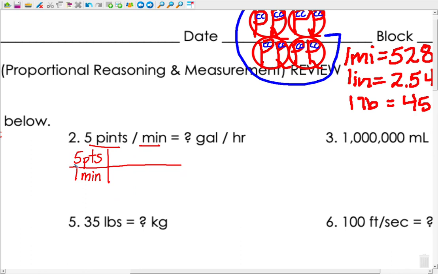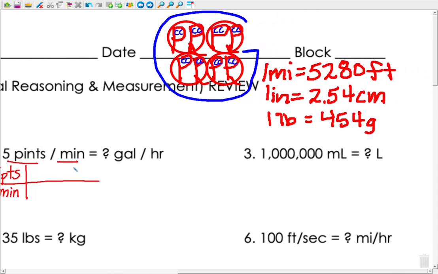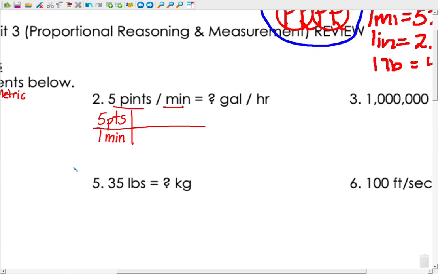So let's start with changing our pints. From the gallon man up here, you can see that there are 8 pints in 1 gallon. So I want to get rid of pints. I need to put pints at the bottom. I'll put 8 pints here, and 8 pints is 1 gallon. So I'm going to put 1 gallon here. Doing this allows me to get rid of my pints. And now I'm at gallons, which is where I want to be.